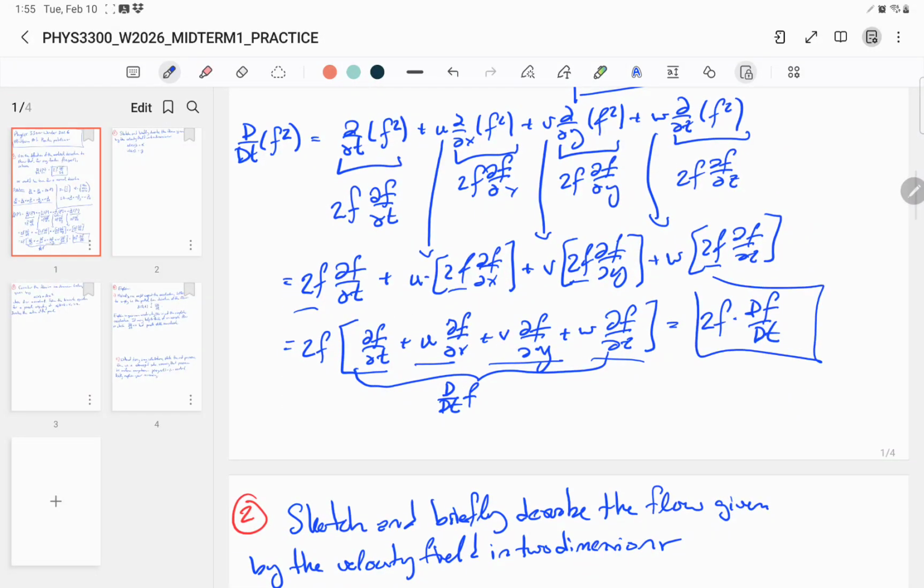So we have shown that the material derivative of a square, once you go through expanding out all of the individual derivatives that make up the material derivative, we get back out the same rule that we would get from applying the normal chain rule. So that's the solution to that one.